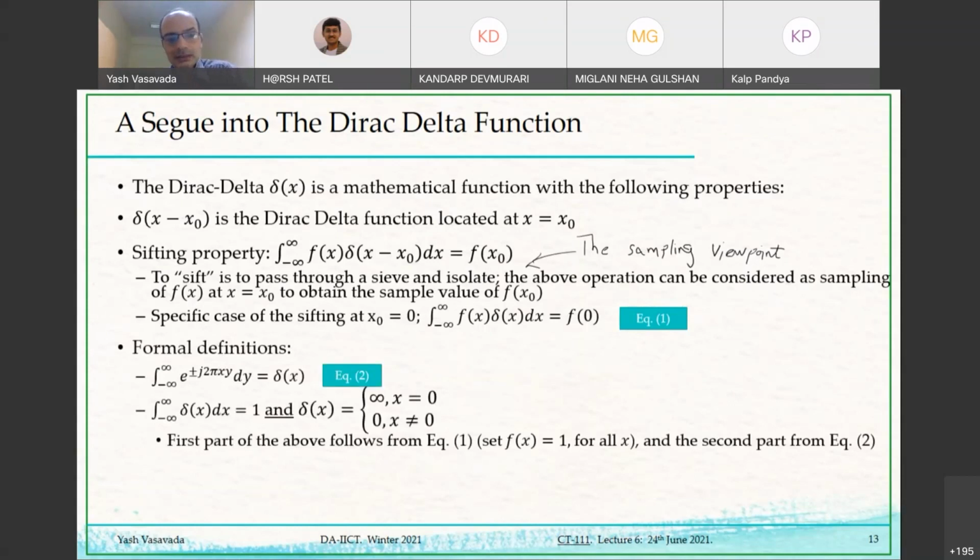The other property of delta of x is that if you have this complex exponential, remember this is something that we have used earlier when we did up conversion, down conversion, when we defined discrete Fourier transform, etc. So one definition of the Dirac delta function says that if you take this complex exponential, exponent of either plus or minus j 2 pi x y, integrate it over y, then what you get is the Dirac delta function of x.